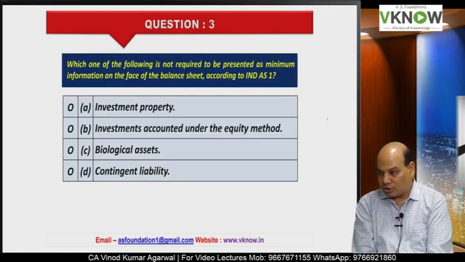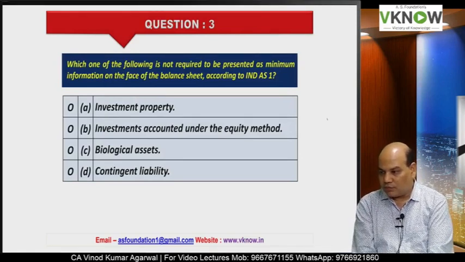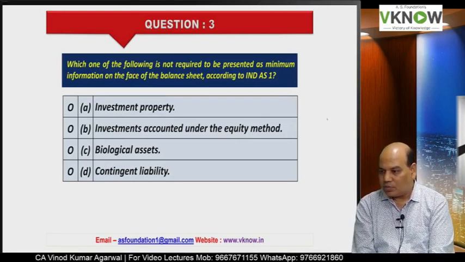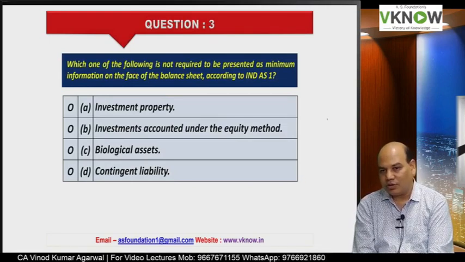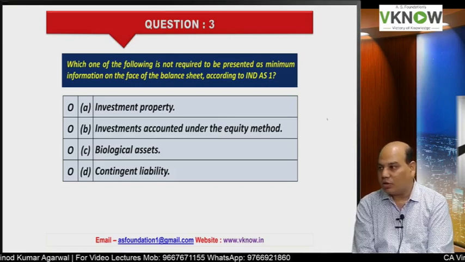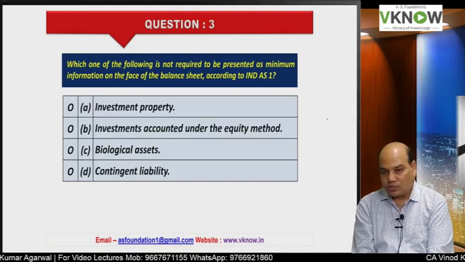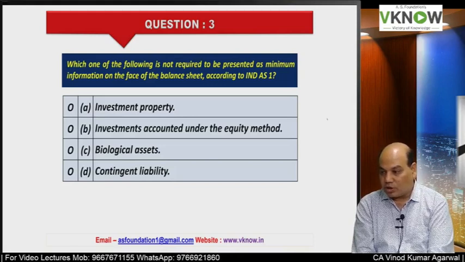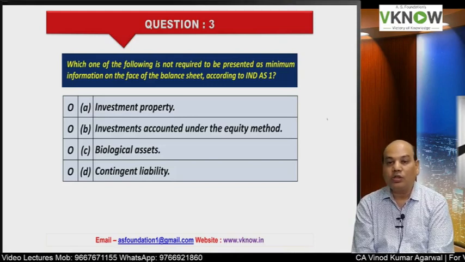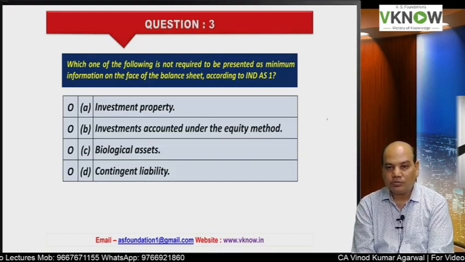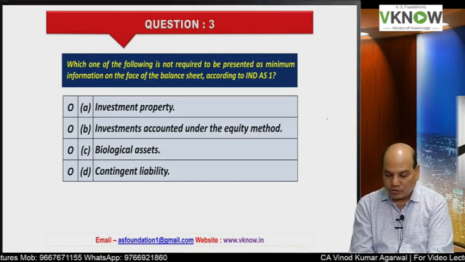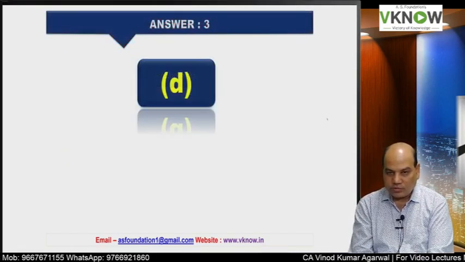Then one last question. Which of the following is not required to be presented as a minimum information on the face of the balance sheet? On the face of the balance sheet is what is not required? Investment property is required. Investment accounted under equity method, biological asset. But contingent liability is never shown on the face. Where it is shown? Notes, below the balance sheet. So the answer is D.